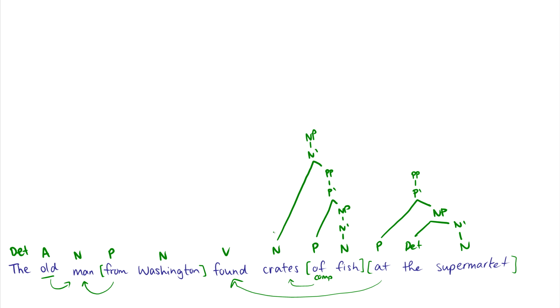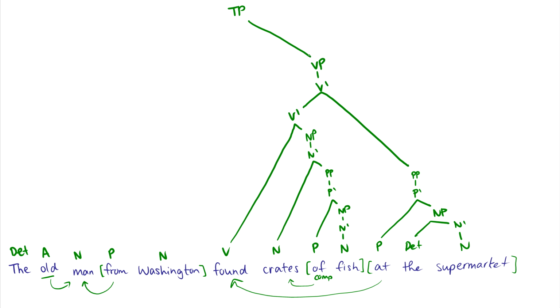Finally, found crates of fish at the supermarket. So crates of fish is the object of found. So this is the complement of found. So we can connect that to the V bar level. And then this at the supermarket is an adjunct. So we can connect it to another V bar level. And finally, put the whole verb phrase up to a VP. So found crates of fish at the supermarket is a predicate verb phrase. So we have the VP part. And we'll just put this up to a TP for now, for tense phrase. We won't worry too much about tense yet. We'll get to that later.